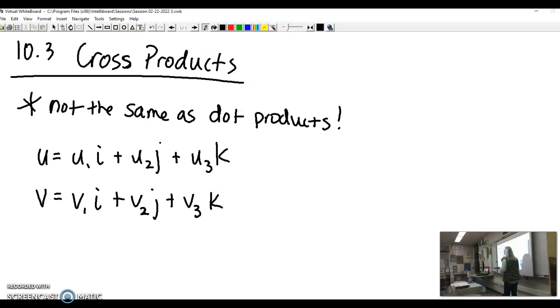So what we're going to do is create a matrix. And some of you hopefully know what a matrix is.